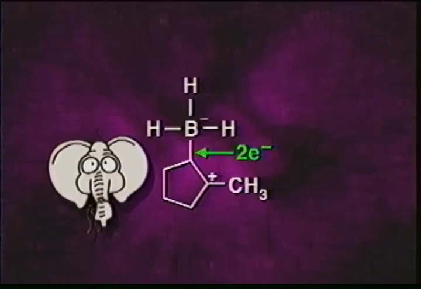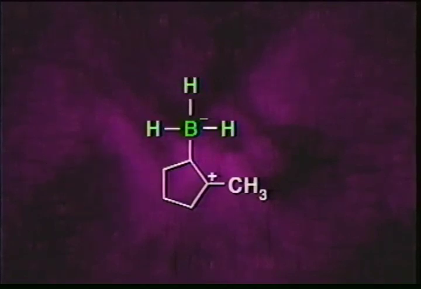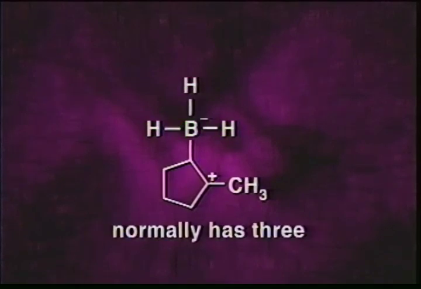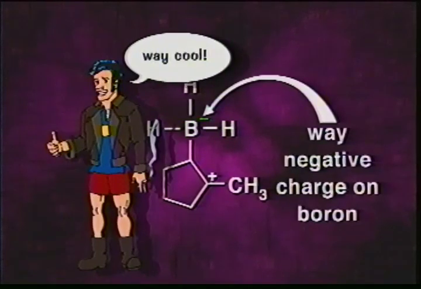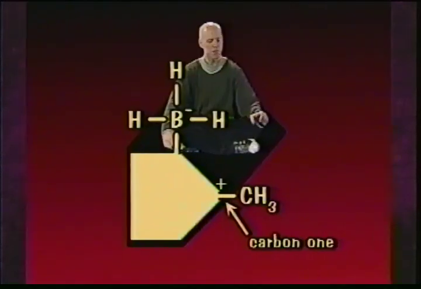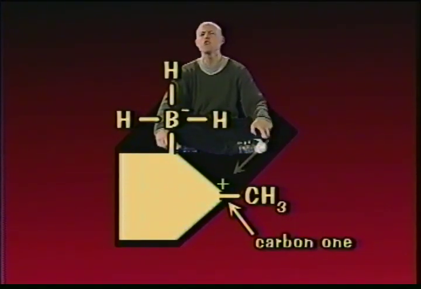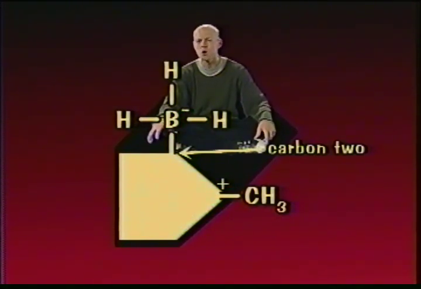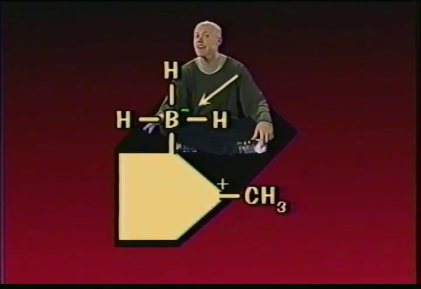And remember, it's got these 6 other electrons involved in these 3 boron-hydrogen bonds. All of a sudden, it looks like boron is contributing 4 electrons to this huge complex. And we just told you that boron usually only has 3 valence electrons. So, it's got 4. It normally only has 3. All of a sudden, there's a way negative charge on boron. So carbon-1 over here has a huge positive charge building up on it. And boron over here on carbon-2 has a huge negative charge building up on it.